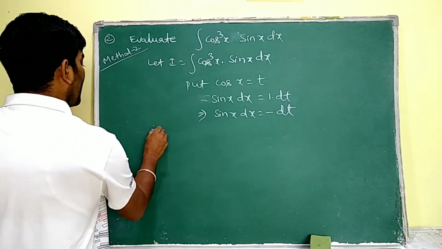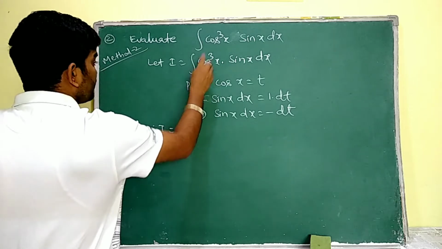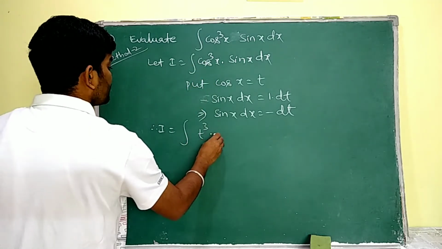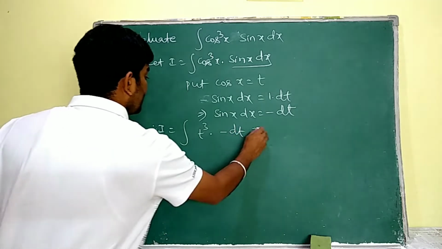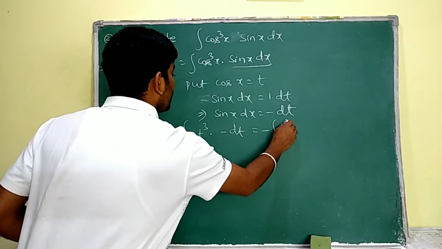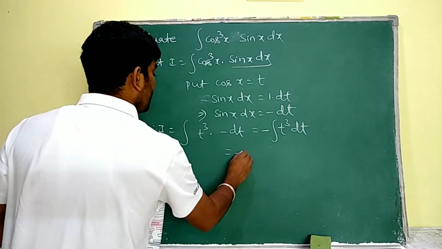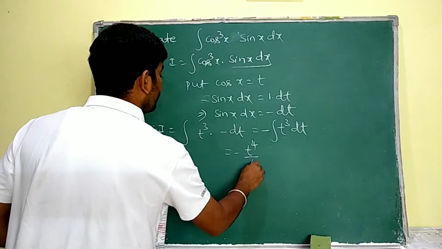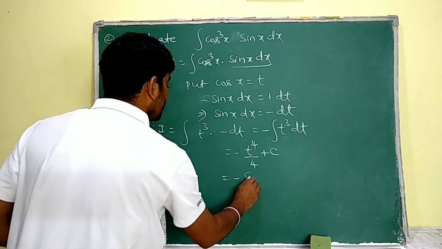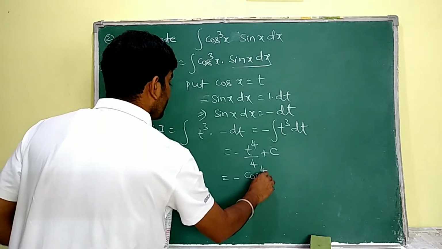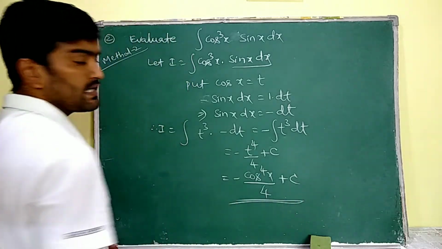Okay now. Therefore I becomes integral cos x, that is cos x whole cube, that is t cube, into sin x dx means minus dt. Okay, and this can be expressed as minus t cube dt ma. We know that integral t power of n dt means t to the power of 4 by 4 plus c. Now resubstitute the t value here. T means cos x, no ma. Minus cos to the power of 4 x by 4 plus c. This is the second method ma.